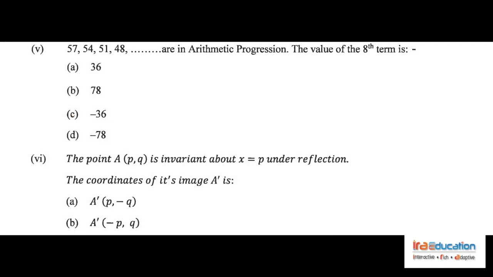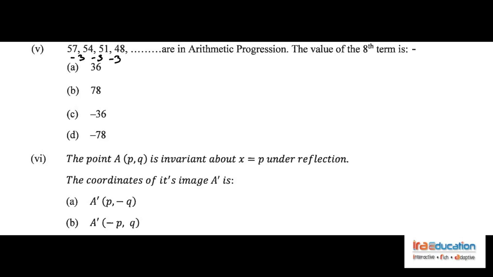He has given an arithmetic progression. But how do I know this is an arithmetic progression? If I look at the common difference, the common difference is negative 3. That is, 54 minus 57 is minus 3. 51 minus 54 is again minus 3. 48 minus 51 is also again negative 3. That is the common difference.